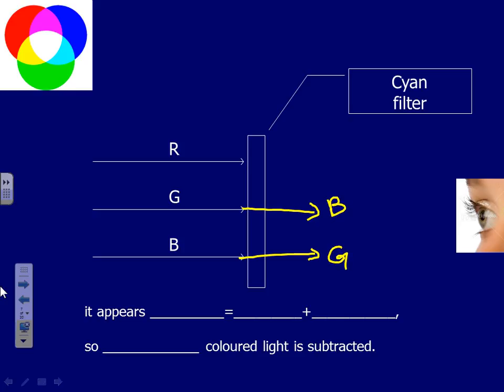Blue and green. So because I still use the additive color theory, even though we're subtracting light away, I use the additive color theory to tell me what passed through. So it appears cyan, that's obvious, but cyan is blue and green. So what color had to be subtracted from that one? Yep, red. So red was absorbed by this cyan filter. Okay? Red.